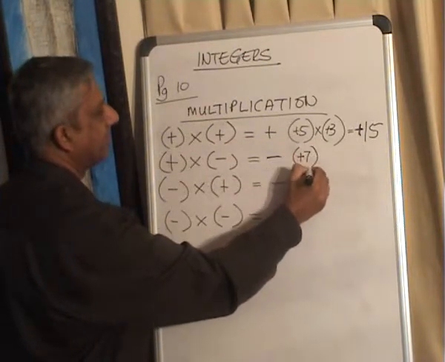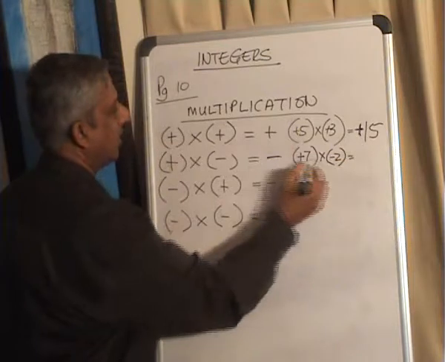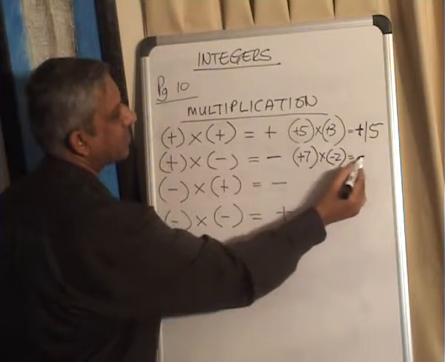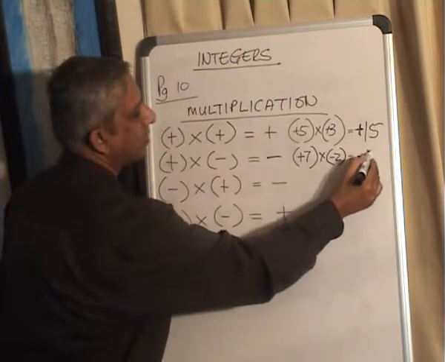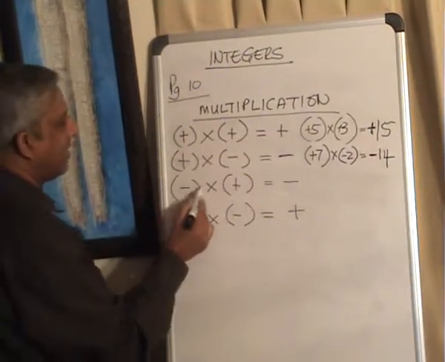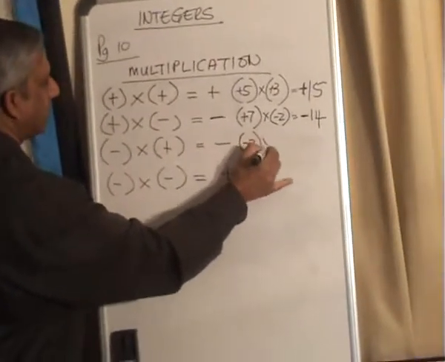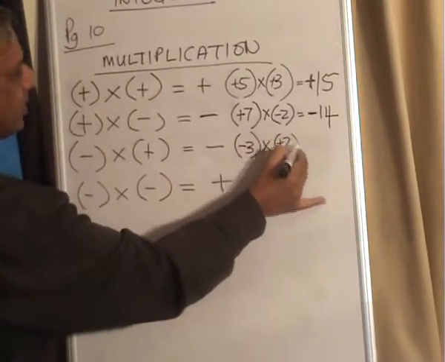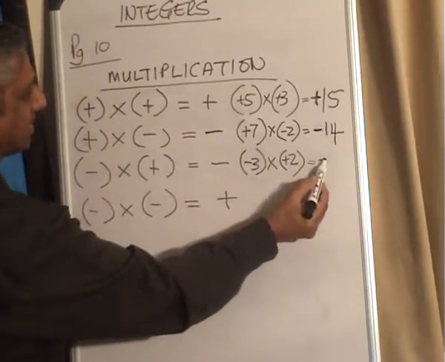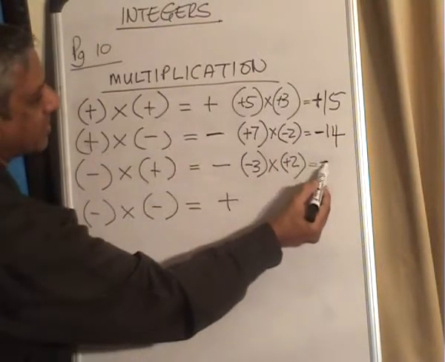The next example. Plus 7 times minus 2. Well, a plus times a minus is minus, therefore it will be minus. A plus times a minus will be minus. 7 2s, 14. Next example. A minus times a plus is a minus. Let's do the example. Minus 3 times plus 2. Now a minus times a plus is a minus. A minus times a plus is a minus.